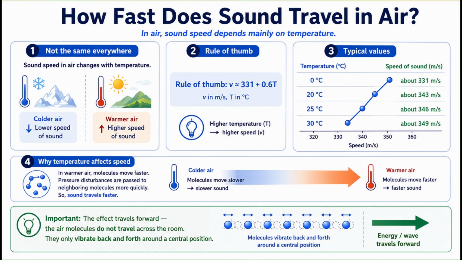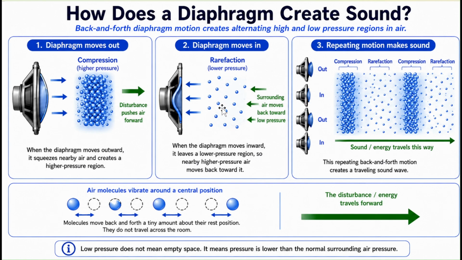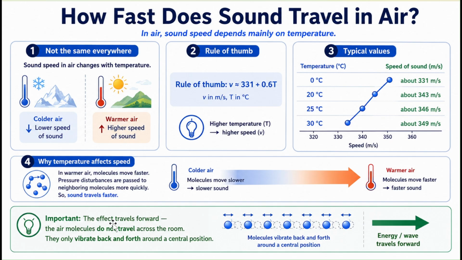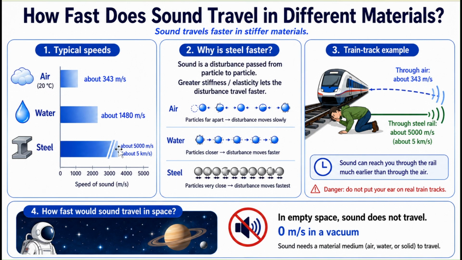So if we go back to our diaphragm slide, the diaphragm goes out, we have this high pressure region. The high pressure region wants to go out to the low pressure in front of it, so it pushes. Now, if these regions are hot, they have more kinetic energy, so they're easier to push. That's the explanation for that. And again, remember, when we talk about the speed of sound, it's not that the molecules are moving through the air at this speed. The molecules are just vibrating around a central point, and the energy is moving at this speed. Okay, next slide.